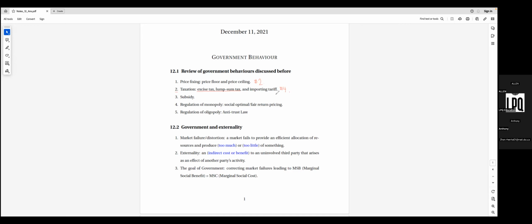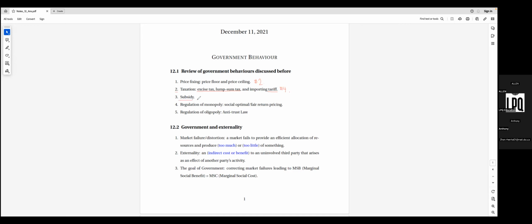Tariff, one more term. A tariff is just a special type of tax. The example was, as an importing country, you can add a so-called per unit importing tariff on those goods and services imported from a foreign country. And this is called an importing tariff.